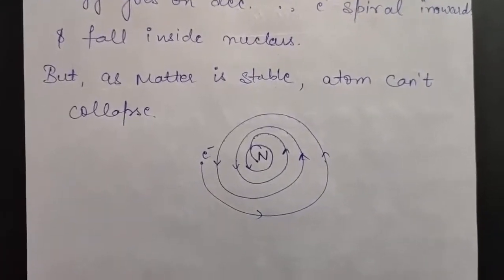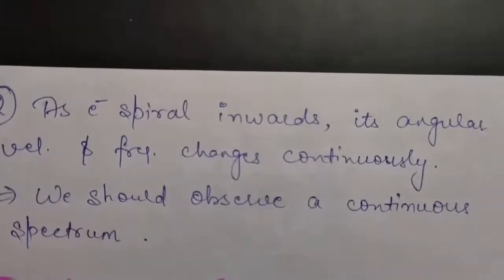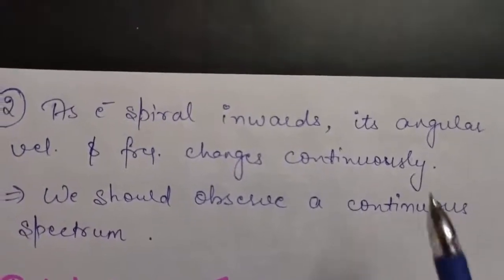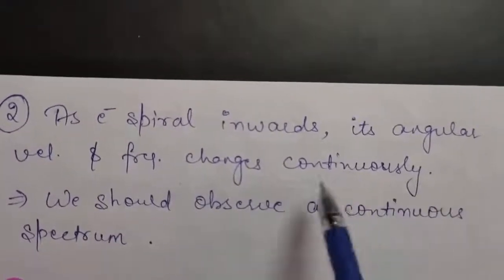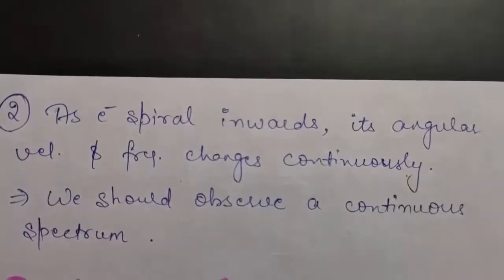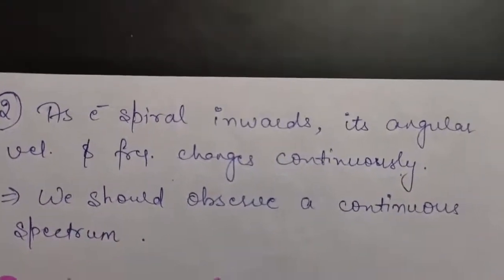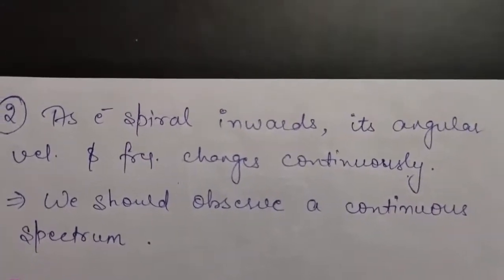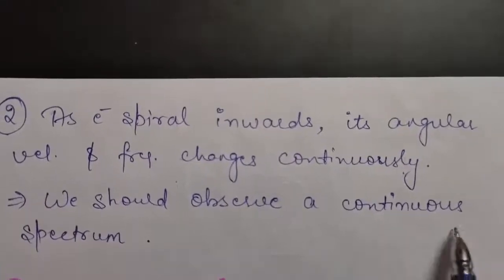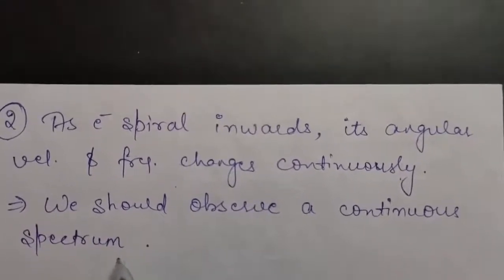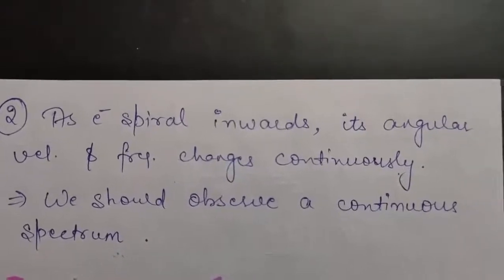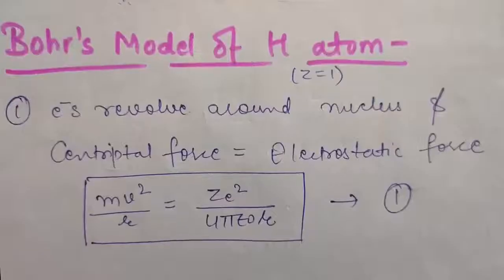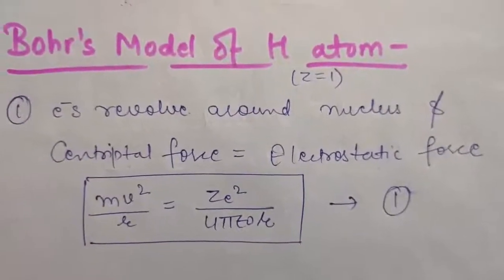The second limitation was that as the electron is spiraling inwards, that means its angular velocity and frequency will change continuously. So if the angular velocity and frequency are changing continuously, that means we should observe a continuous spectrum. But as I told you, in atomic spectra what we observe is a line spectrum, not a continuous spectrum. So again, this was a limitation for Rutherford's model. So due to these two limitations, Bohr's model came into play. Okay, so now let us start Bohr's model of hydrogen atom.